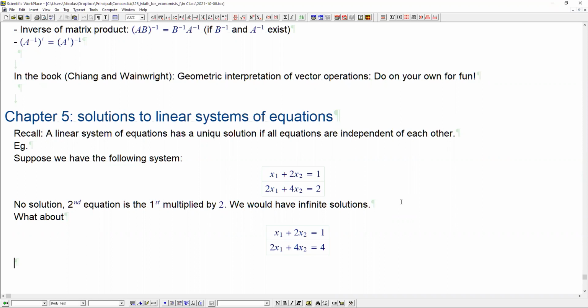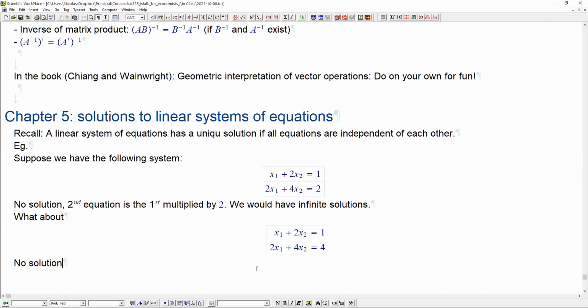It will have infinitely many solutions too. Are you sure? It'll have no solutions. Oh, sorry, I didn't see the 4. Yes, you're right, no solution. So in one case, it's the same set of coefficients. In one case, you get infinitely many. In the other case, you get no solution.